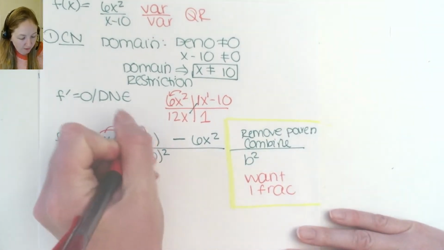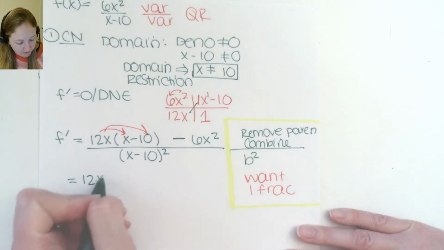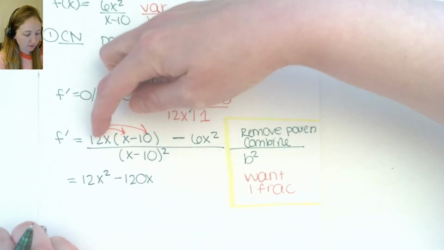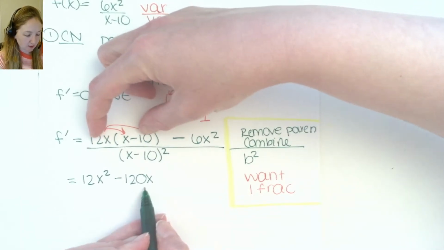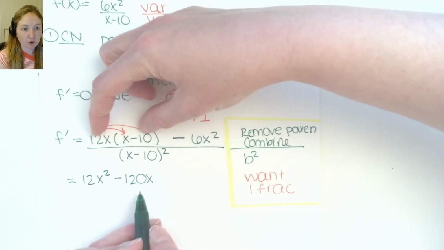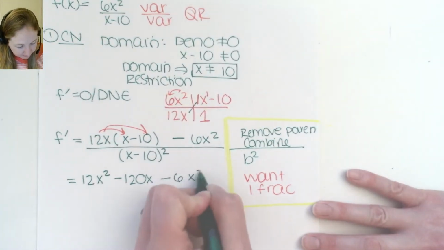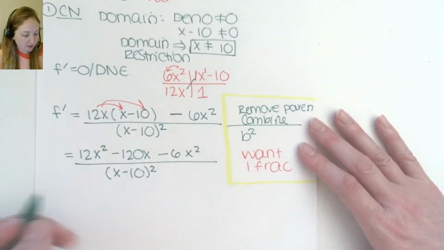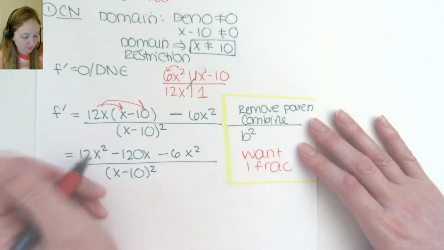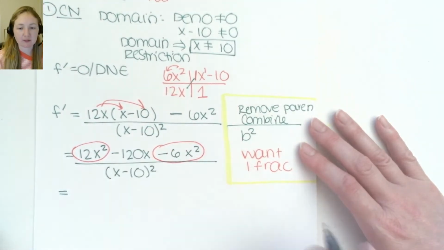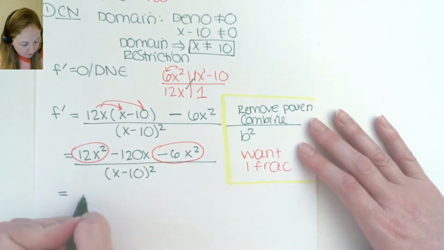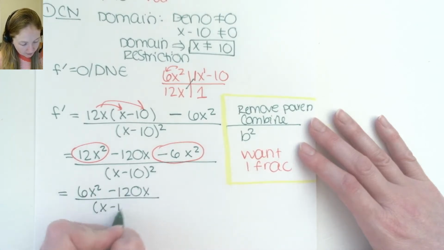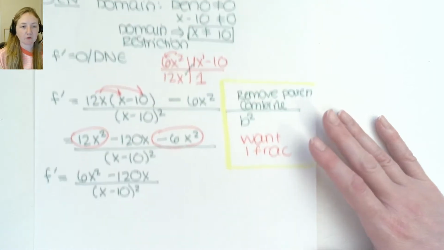So I distribute the 12x. That gives us 12x squared minus 120x. So again, my 12x squared and then the 12x times 10 is going to give us the negative 120x. And then minus 6x squared all over x minus 10 squared. Then I'm going to combine my like terms. I notice that I have a 12x squared and a negative 6x squared. Those combine together to give us 6x squared minus 120x over x minus 10 squared. And that is our first derivative.